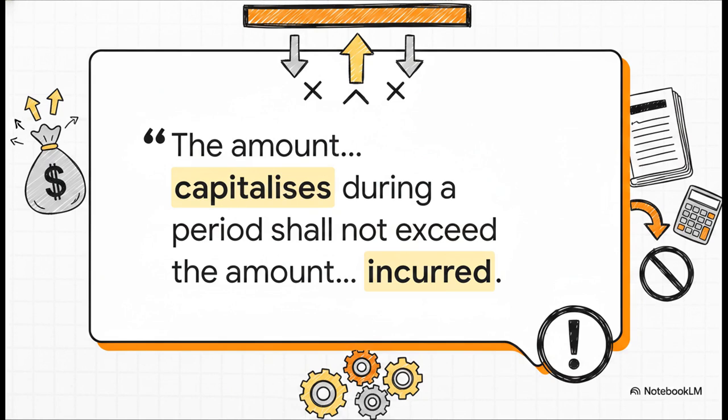It's absolutely crucial to remember that you always have a hard ceiling. No matter what number your weighted average formula spits out from your general borrowing pool, you can never, ever capitalize more total interest than you actually incurred during that period. Think of it like a credit card limit. You can't magically create interest income out of thin air through the capitalization process.